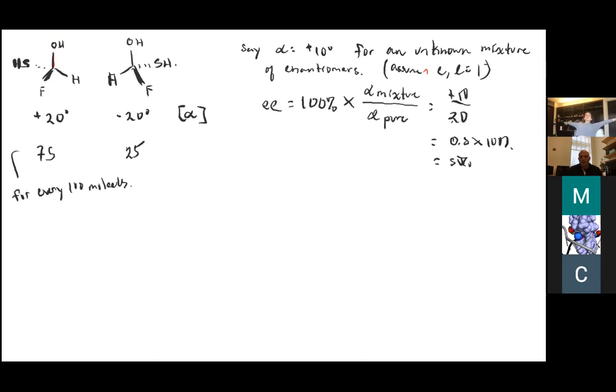If I had a 1-to-1 mixture, the optical rotation would be 0. And if I'm at 75-25, I have essentially 25 molecules of one enantiomer canceling out 25 of the other. And so I'm left with 50 over 100, or half of what I would expect for a pure sample. And so I observe an optical rotation of 10. And so this allows you to back calculate the EE of a sample.